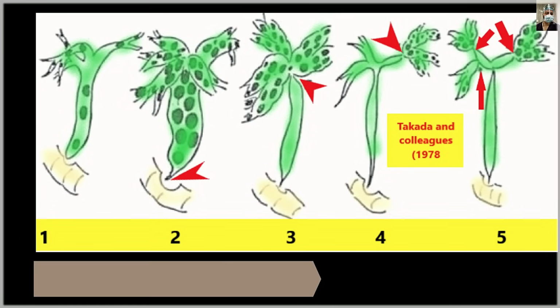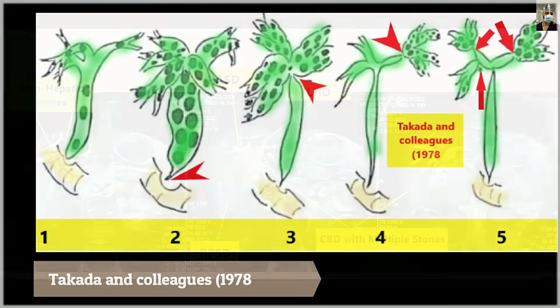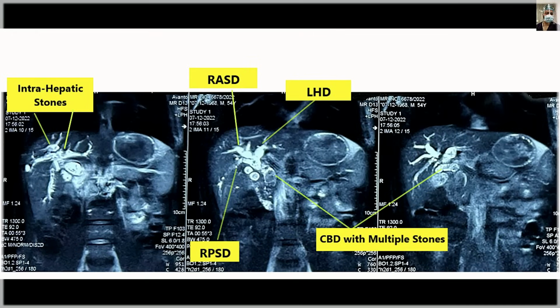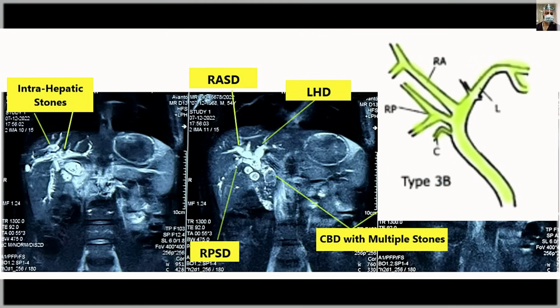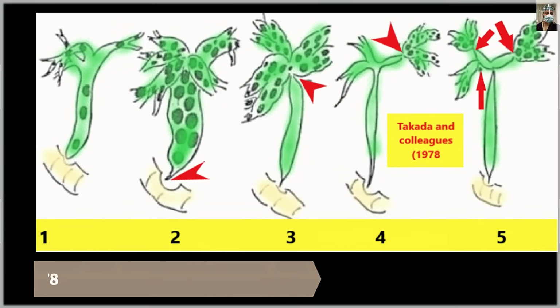This is again a good classification, again given in our Blumgart book by Takada and colleagues in 1978. It is according to the stricture. In type 1, there is no apparent stricture and the system is not much dilated, but there are stones in the extrahepatic duct. In type 2, there is a stricture or narrowing at the lower end of the CBD, leading to massive dilatation of both extrahepatic and intrahepatic bile ducts and stone formation. Our patient, whom we have discussed, had type 2 of this classification.